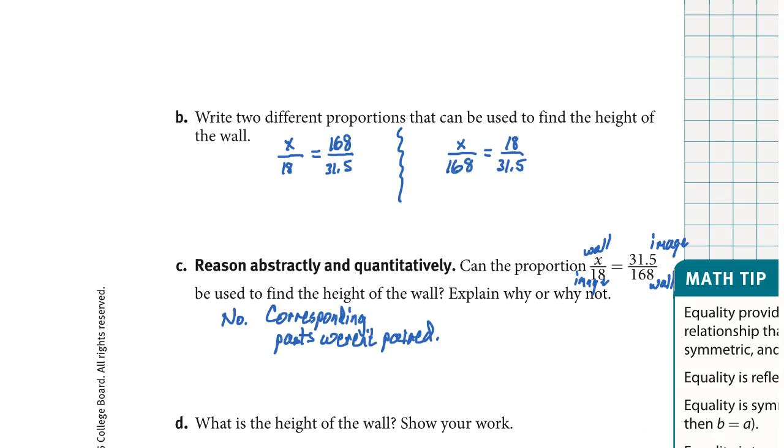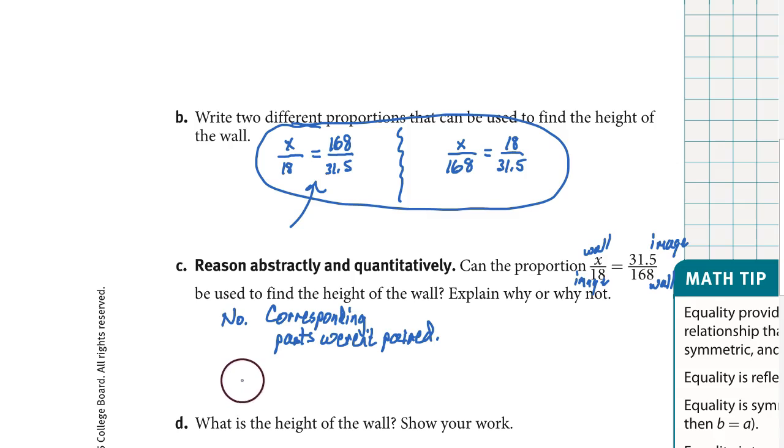Now question D, what is the height of the wall? Show the work. So we can take either one of our correct proportions and solve those proportions for x. One way to solve a proportion is with cross multiplication. So using that first proportion with cross multiplication, it would be the x times the 31.5. So 31.5 times by the x, and that is equal to the other diagonal of numbers, the 18 times the 168.